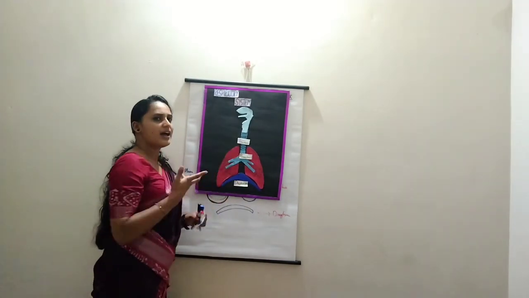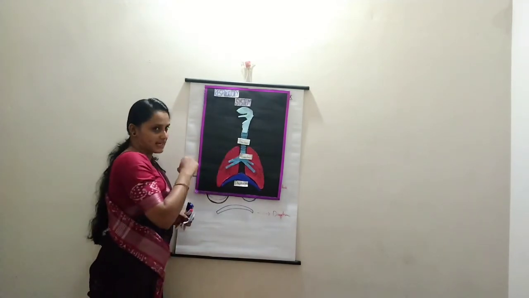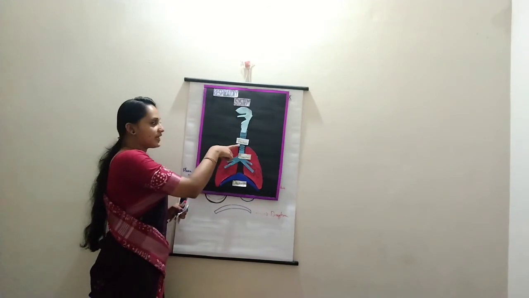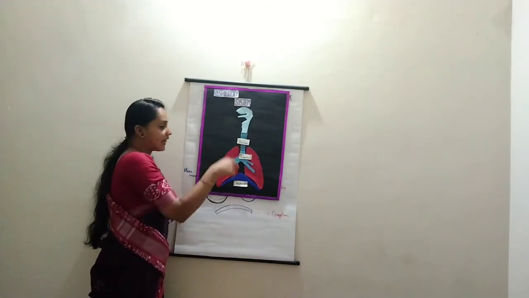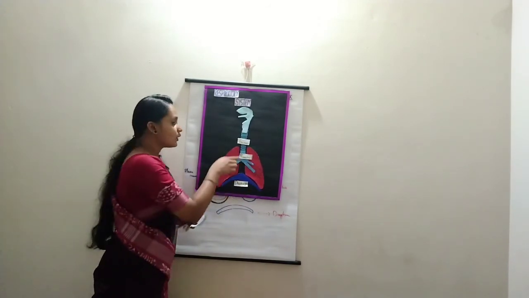So the trachea, its feature is that the C-shaped cartilaginous ring is present. The bronchus is the branch of the trachea. The diaphragm separates the thoracic cavity and the abdominal cavity. All are clear?